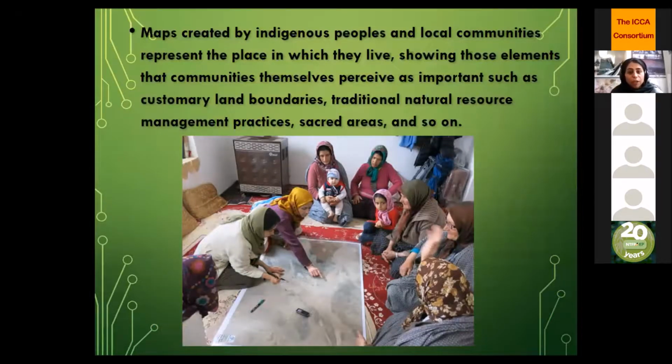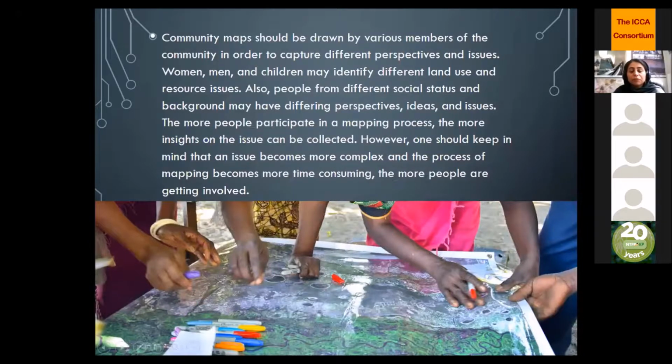Maps created by indigenous peoples and local communities represent the place in which they live, showing those elements that communities themselves perceive as important, such as customary land boundaries, traditional natural resources management practices, sacred sites, and so on. You can see in this picture that the women and children are doing participatory mapping. When you want to do mapping, all the community members, such as men, women, elders, and children, should participate in preparing maps.